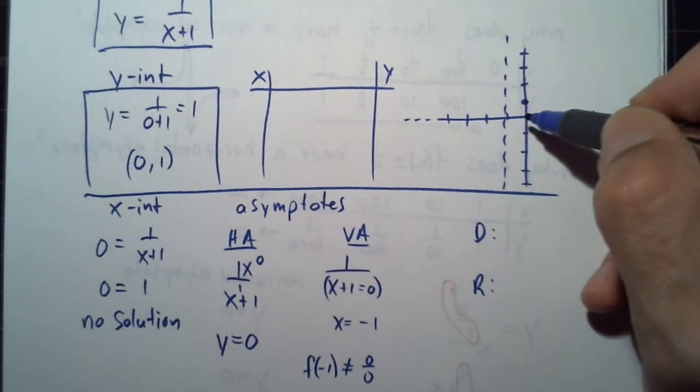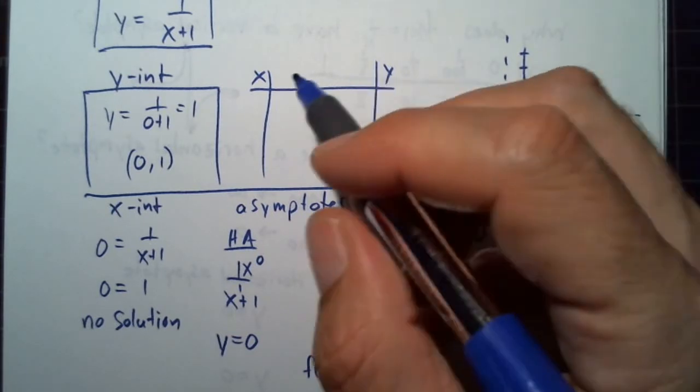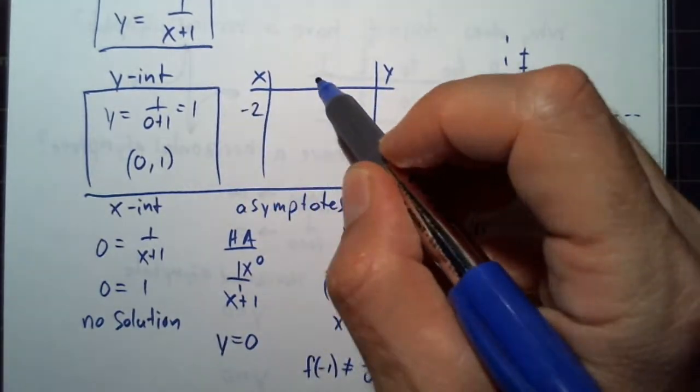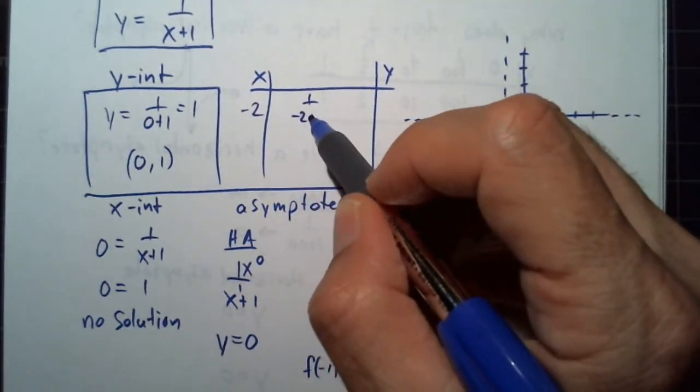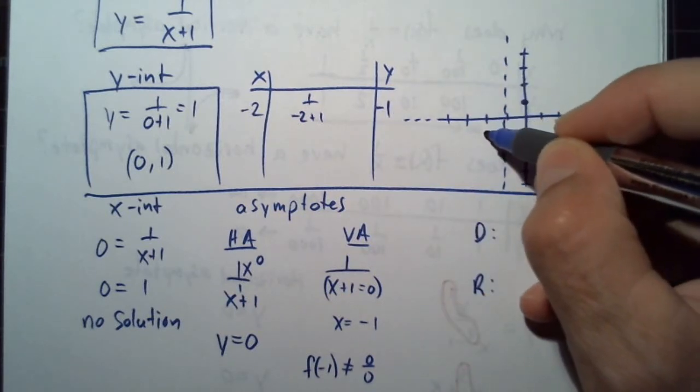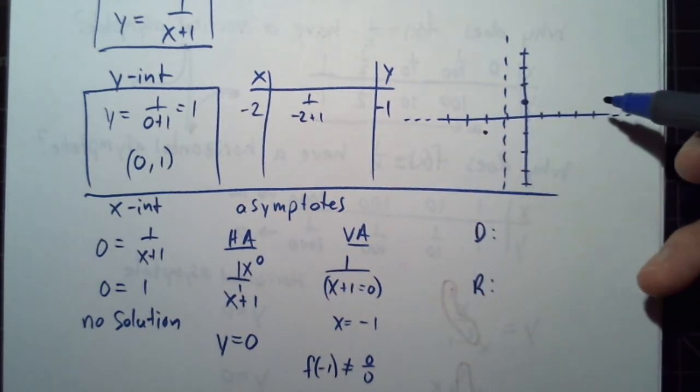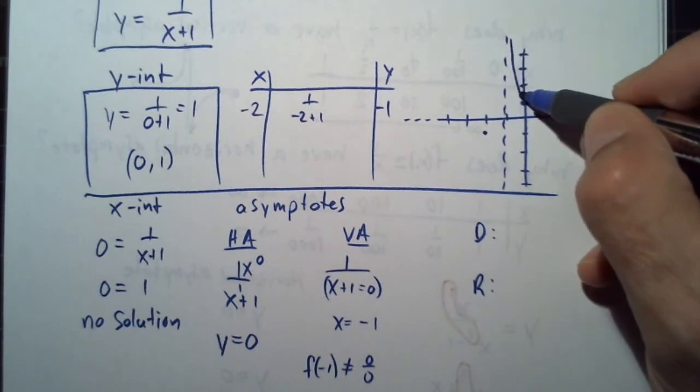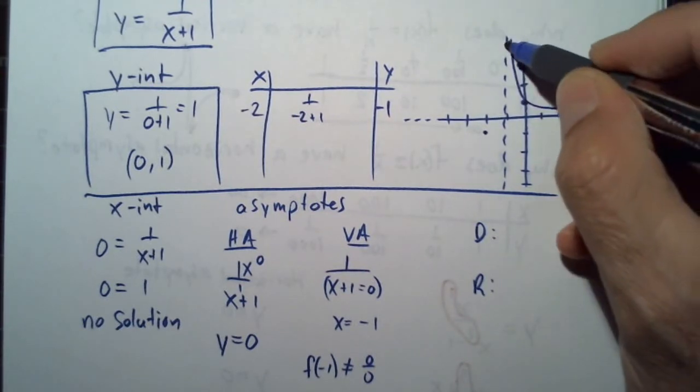And let's check what's happening over here at -2. So if we put a -2 in, we'll have 1 over -2 plus 1. That is -1. -2, -1. If we plot some more points, we'll see the graph doing this.